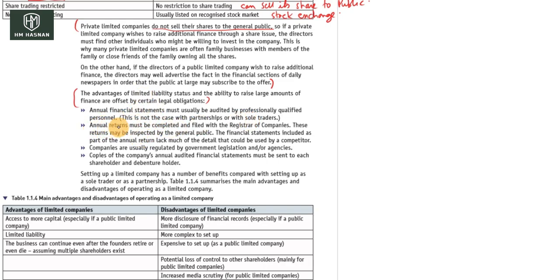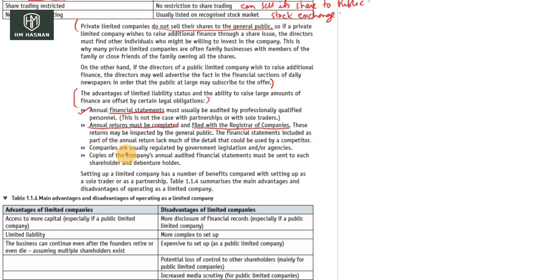Second, the annual return must be completed and filed with the registrar of companies. These returns may be inspected by the general public. The financial statements included as part of the annual return lack much of the detail that could be used by competitors. So number one, it is compulsory for the public company to audit its financial statements. Second, the annual return must be completed, published and filed with the registrar of companies.